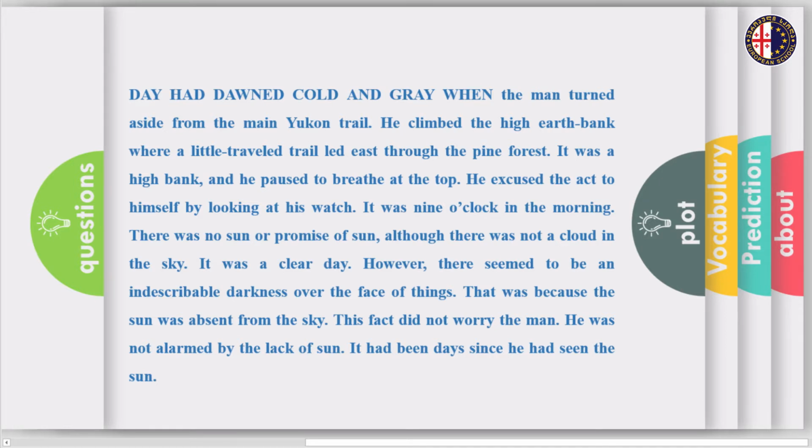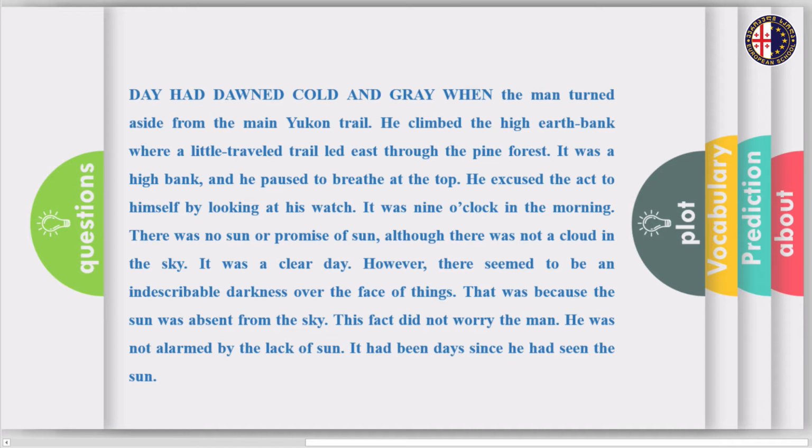Day had dawned, cold and gray, when the man turned aside from the main Yukon Trail. He climbed the high earth bank where a little travel trail led east through the pine forest. It was a high bank, and he paused to breathe at the top. He excused the act to himself by looking at his watch. It was 9 o'clock in the morning. There was no sun or promise of sun, although there was not a cloud in the sky. It was a clear day, however, there seemed to be an indescribable darkness over the face of things. That was because the sun was absent from the sky.